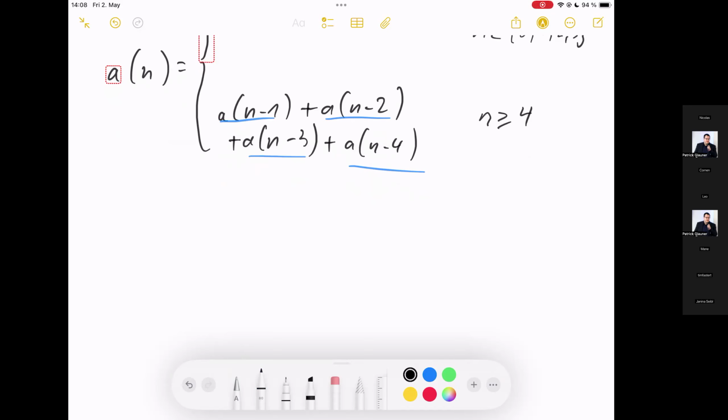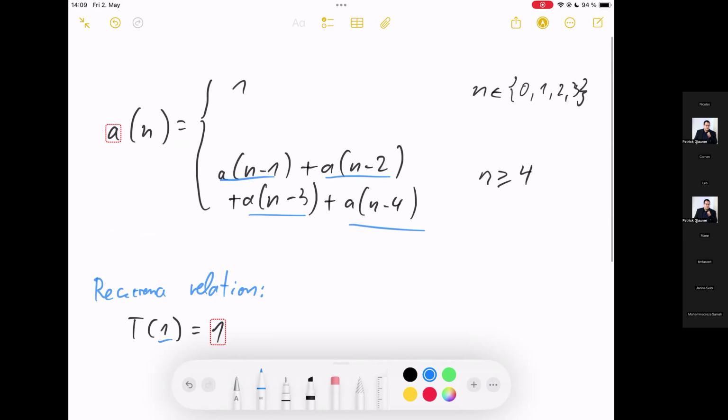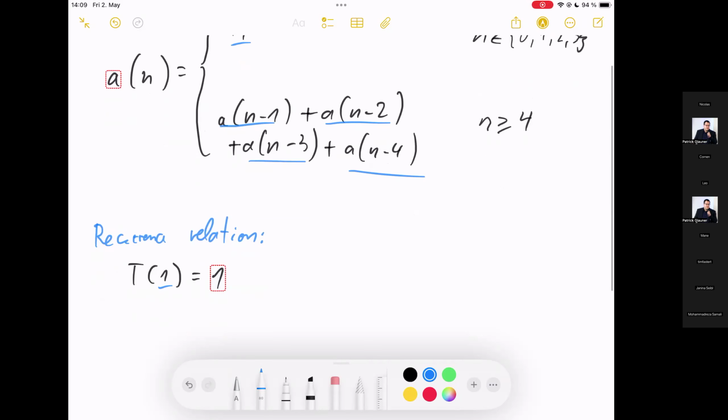So we need a recurrence relation. So the recurrence relation is the following. We have a base case, T of 1 is 1, and this is just for small n's. So we don't need to define T of 2 is 1, T of 3 is 1, but just for small n's, it's 1. It's just constant work, and we are done.